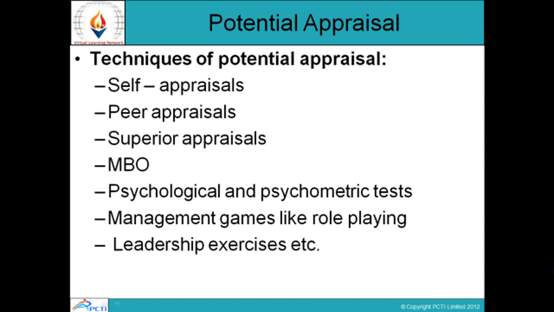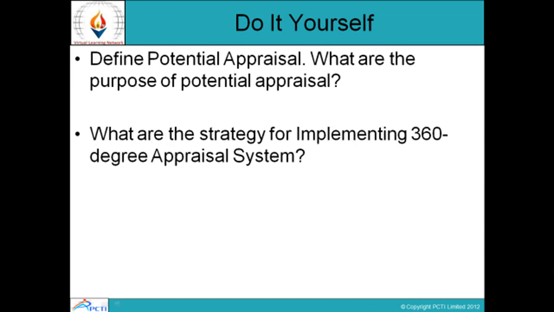Another is MBO, that is management by objectives. Potential appraisal is also taken as part of performance appraisal, so in MBO we can judge both. Psychological and psychometric tests are another, understanding the mentality and cognitive factors of the person. Management games are also there, to see how active the person is, and finally leadership exercises. These are the techniques through which it is easy to analyze potential. So yes, there are a few questions which you have to do by yourself.